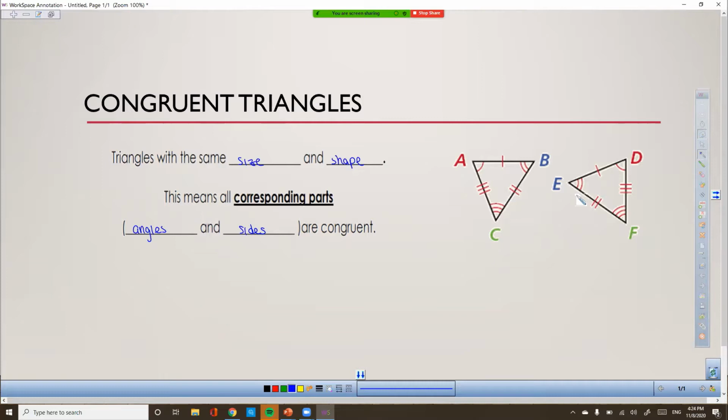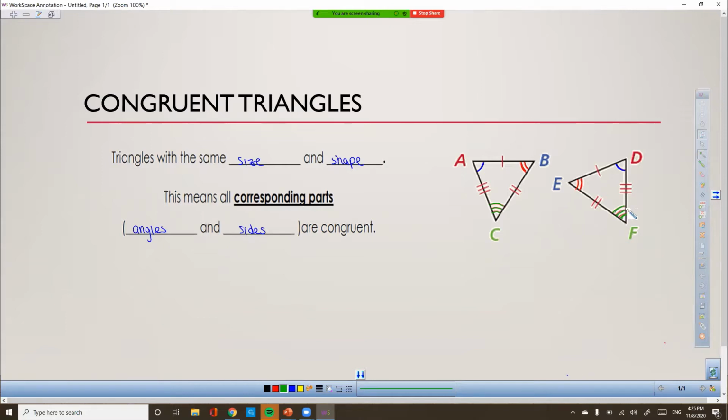As you can see here, they're already telling me that angle A is congruent to angle D because they both have only one tick mark. They also tell me that angle B, with two arc marks, is congruent to angle E because it has two arc marks. And angle C, which has three arc marks, is congruent to angle F. So I can see here that all my three angles are congruent to each other.